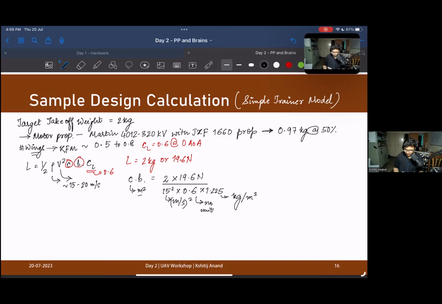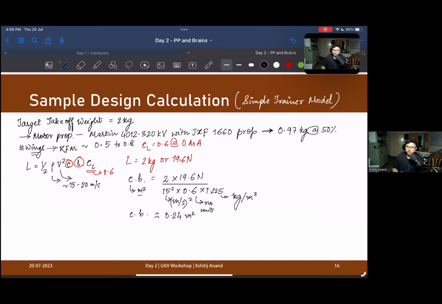So C times B roughly comes out to be 0.24 meter square. So if you look at the respective chord lengths, the question arises: how do you choose the chord?